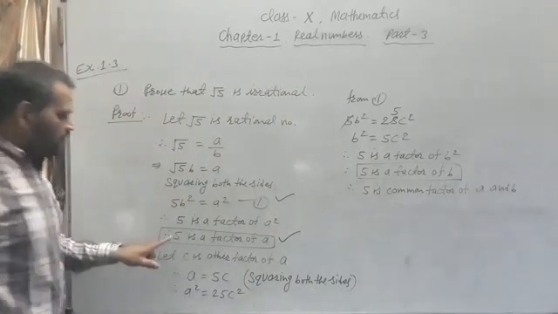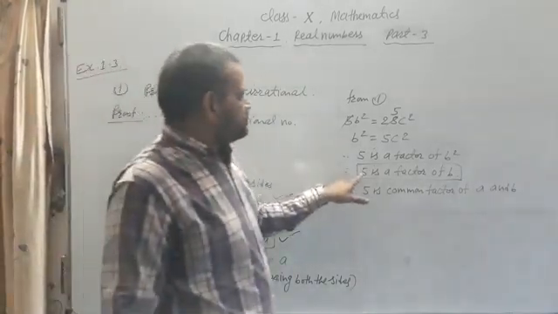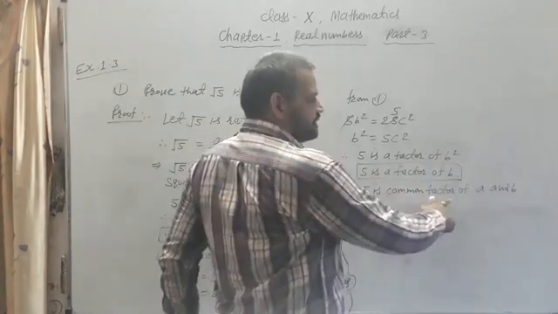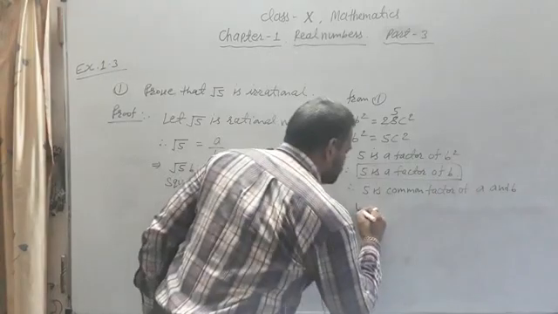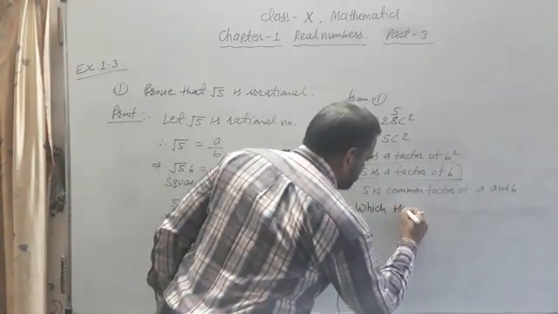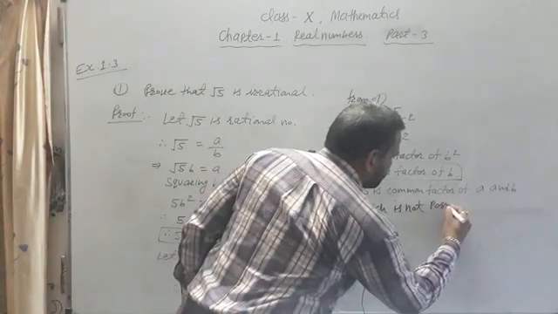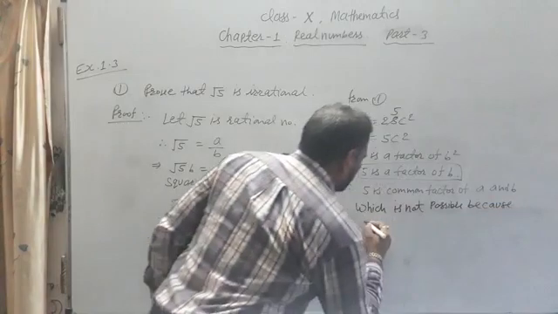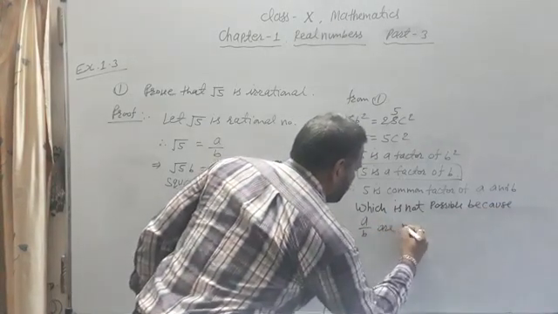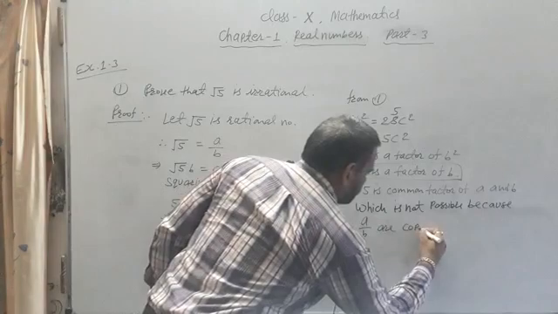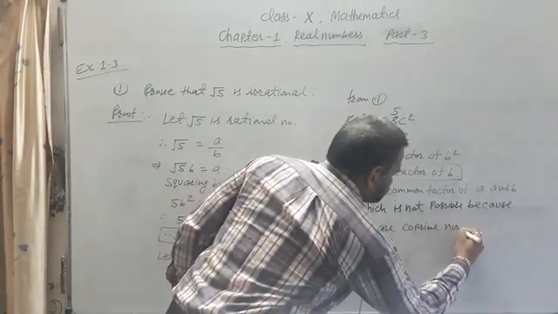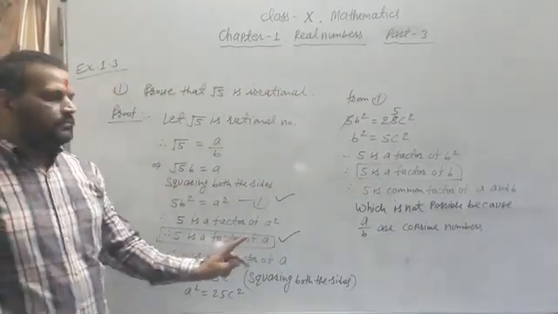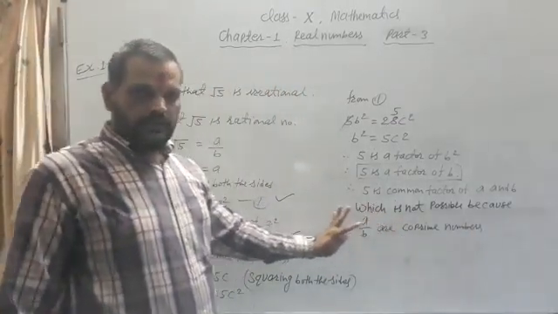First result: 5 is a factor of a. Second result: 5 is a factor of b. By using both the results we can write that 5 is a common factor of a and b, which is not possible because a and b are co-prime numbers, and co-prime numbers mein koi factor common nahi hota hai.